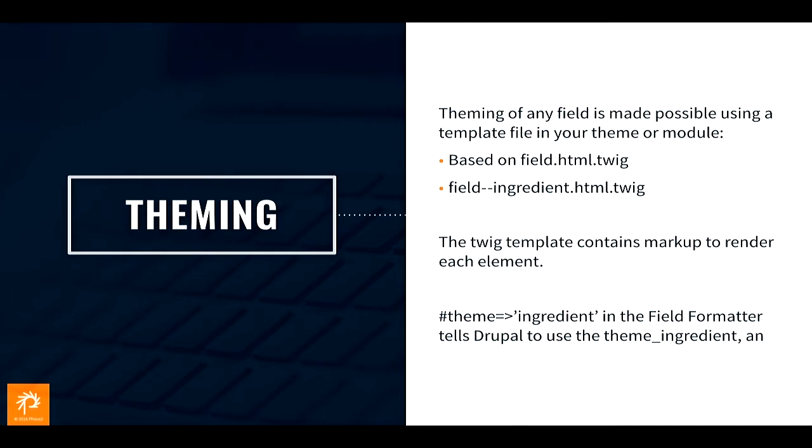So if you have a templates directory, you can put the field--ingredient.html.twig file in your templates directory of your module, and Drupal will just automatically find it. You can also put it in subdirectories if you want.